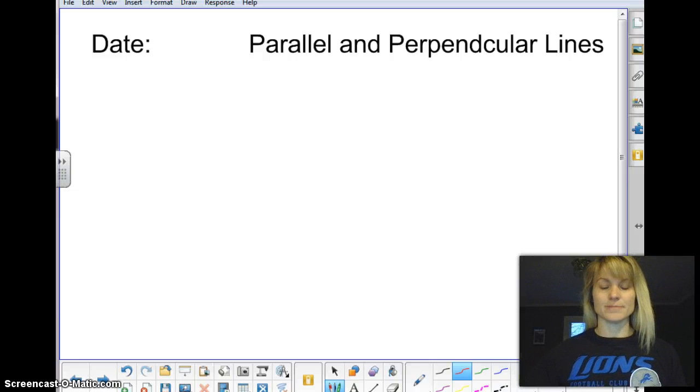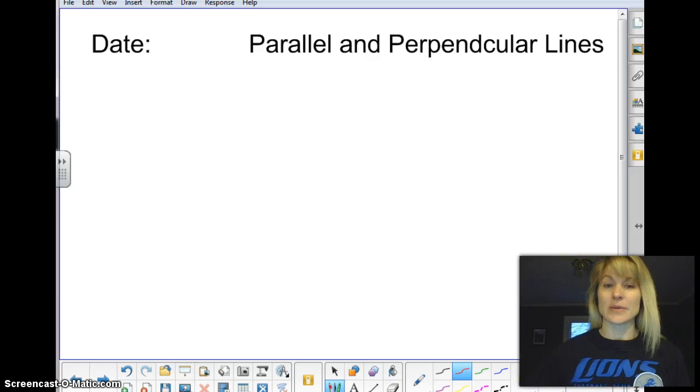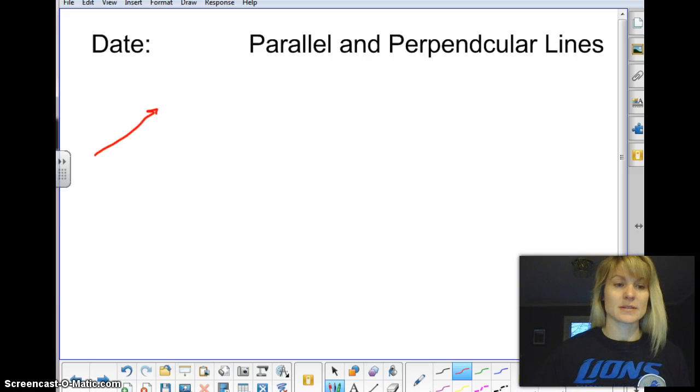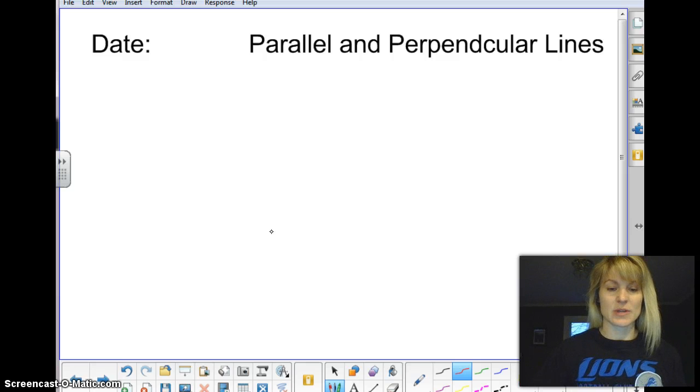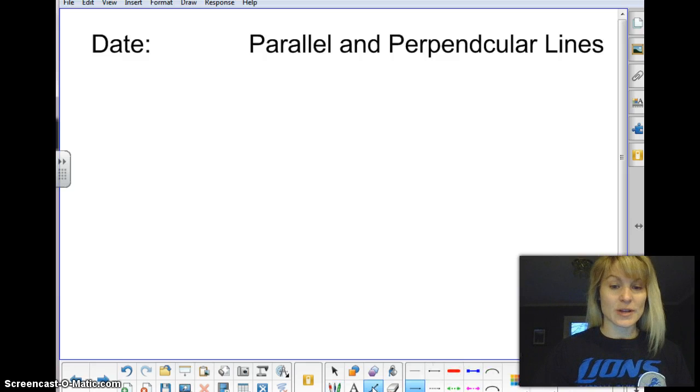Okay, so take a minute and put your date and your title, parallel and perpendicular lines. Hopefully we know a little bit about this already. We should know that parallel lines are two lines that never intersect. I shouldn't try to freehand draw that, of course, because it's too hard on here. So we'll just do it like this.